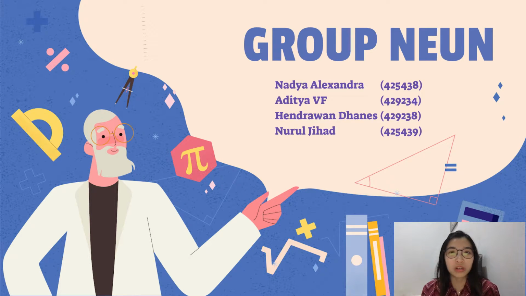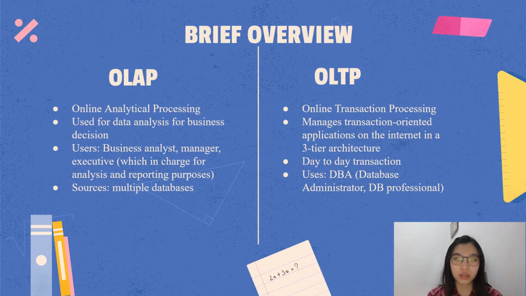And also, the assignment consists of two main topics, which are the comparison between OLAP and OLTP, and the second one is about the Big Bang approach versus the phase-in approach. So we will move on to the first topic of our discussion, which is OLAP versus OLTP.